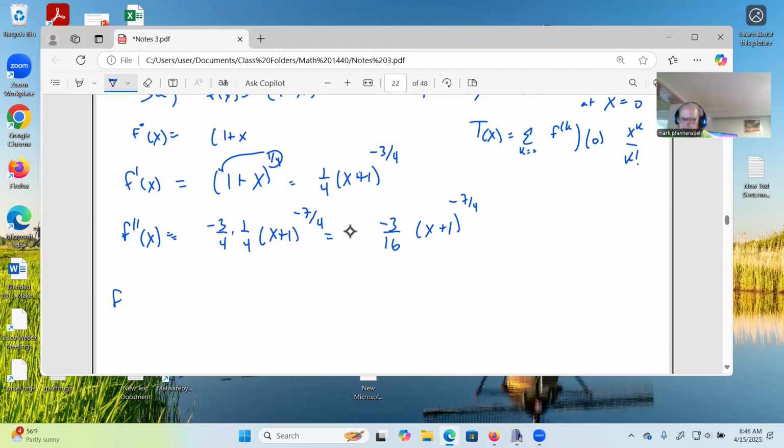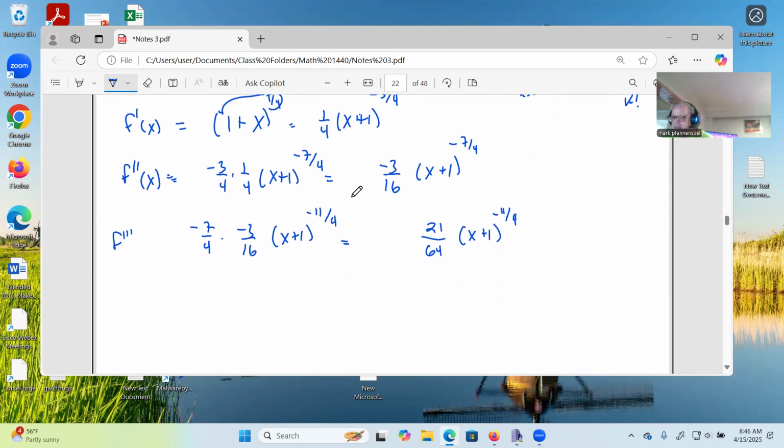Third derivative. We're going to say this is negative 7 over 4 times negative 3 over 16 times x plus 1, and then we say negative 7/4 minus 1, so this is going to be minus 11/4. Let's clean this up a little bit. 7 times 3 is 21, negative times negative is positive, and 4 times 16 gives me 64. So we have 21 over 64 times x plus 1 raised to the negative 11 over 4.